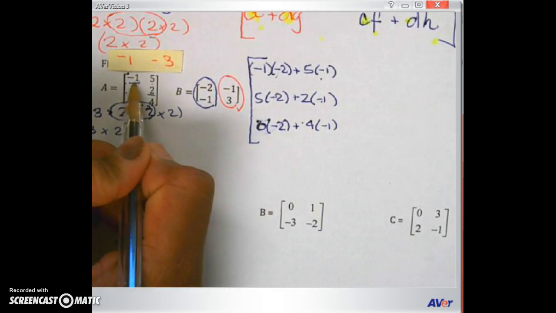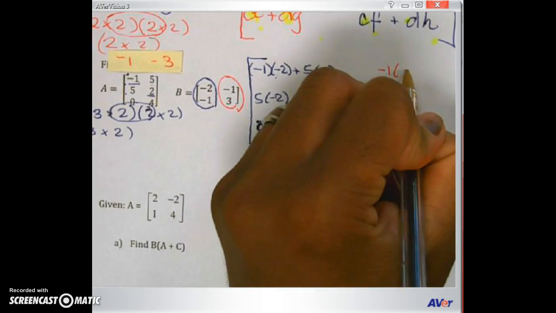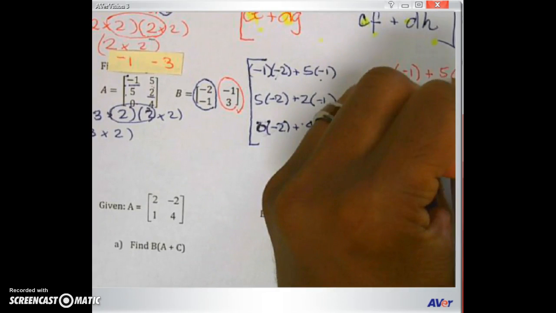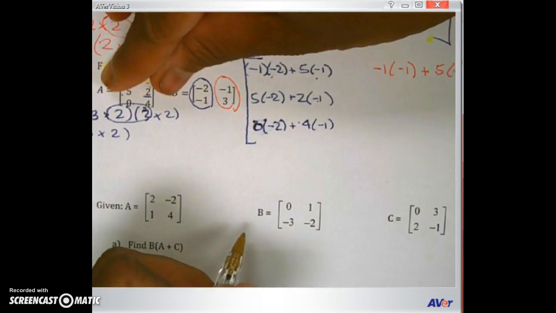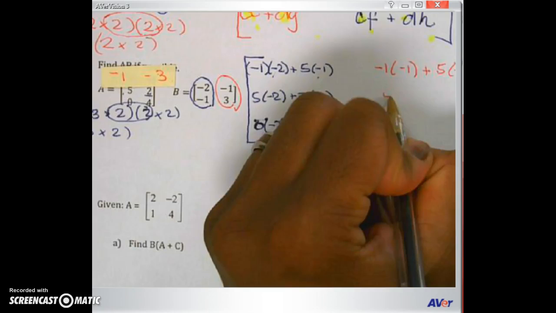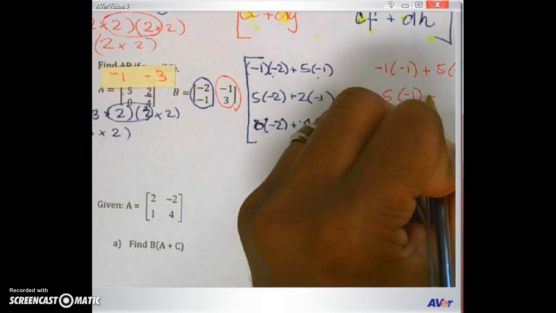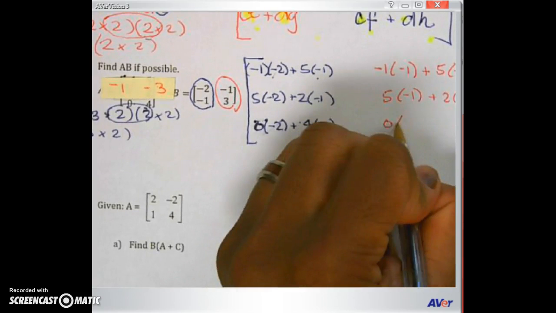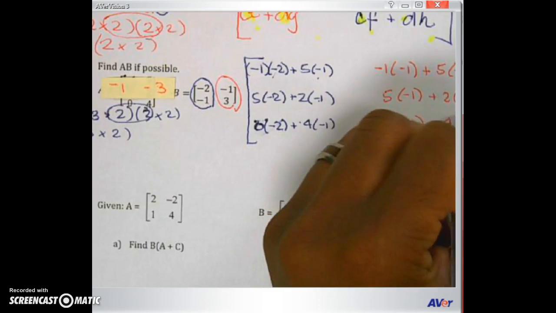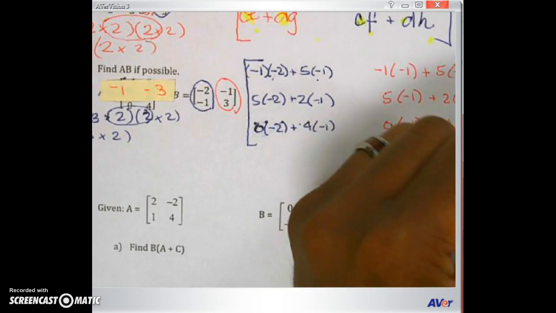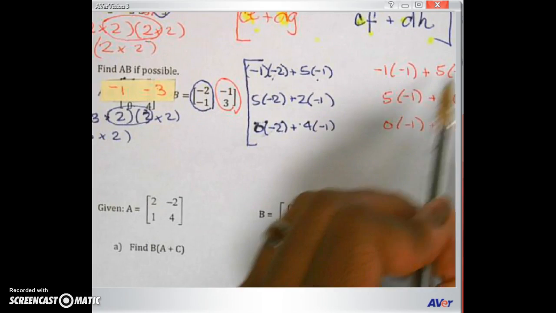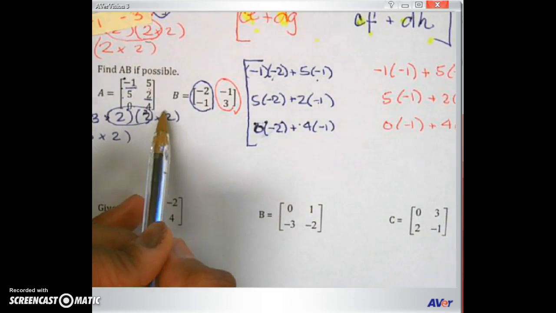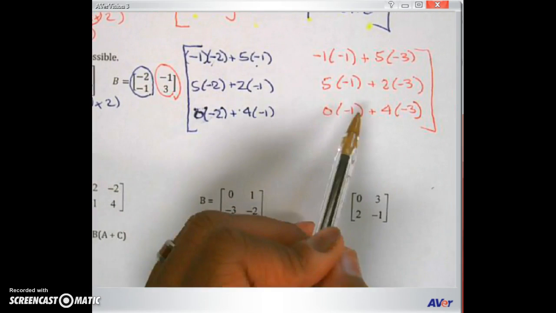I have -1 times -1 plus 5 times -3. Then you're going to do the same thing, drop it down. I have 5 times -1 plus 2 times -3. Break it down one more time. I have 0 times -1 plus 4 times -3. Good. And then I'm making sure -1, -3, -1, -3, -1, -3. And then these match up with these, and these numbers right here match up with these numbers right here.